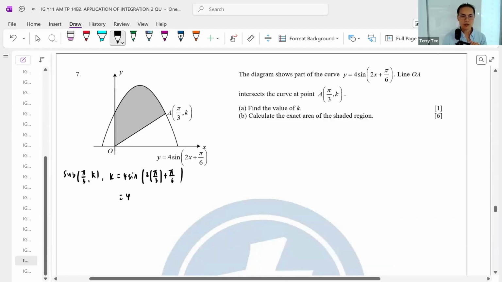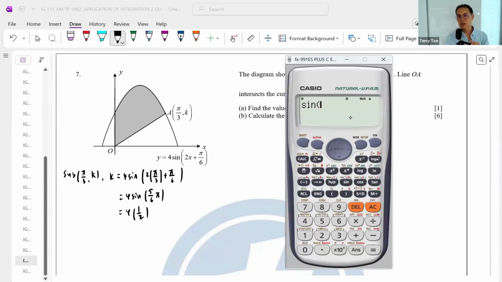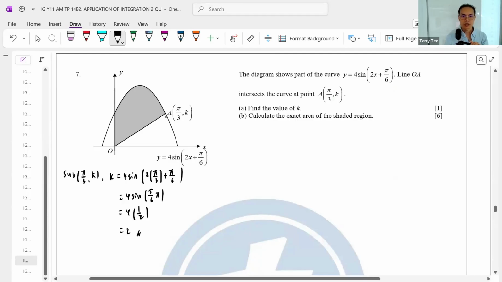So this is 4 sine 5 over 6 pi. Sine 5 over 6 pi is sine 150. Sine 150 is actually 1 over 2. You can use your calculator if you're unsure. Just make sure to change your calculator to radian mode, right? 5 over 6 pi is going to give us half. So answer is 2. Your k is just 2. Meaning I draw this line here. This is pi over 3. This is 2. We're going to use area of integration minus area of triangle.